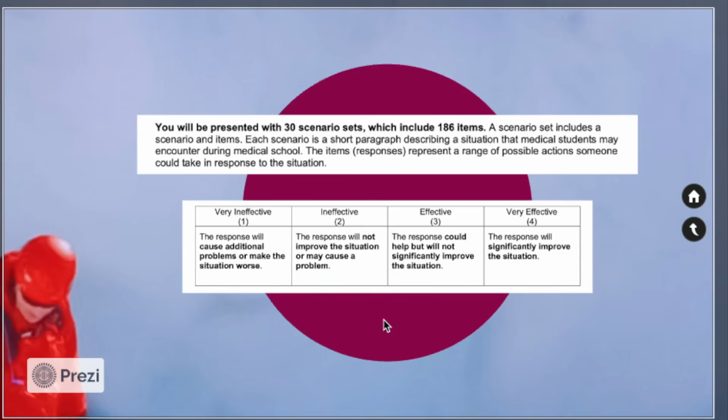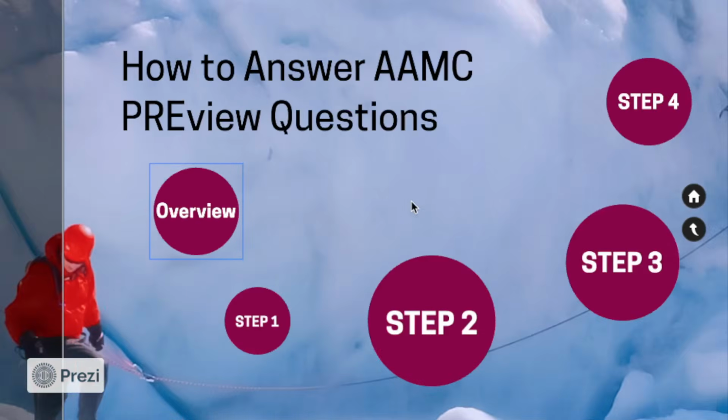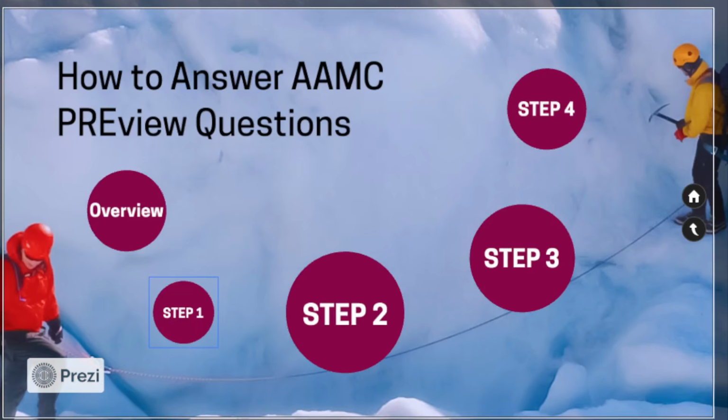Now, these are still vague definitions, right? Like, what does it really mean to cause additional problems or make the situation worse? And how is that different from not improving the situation or maybe causing a problem, right? Even between a 3 and a 4, what does it mean that the response could help but will not significantly improve the situation? These are still really, really vague terms, right? So how do you go about differentiating between all these responses?